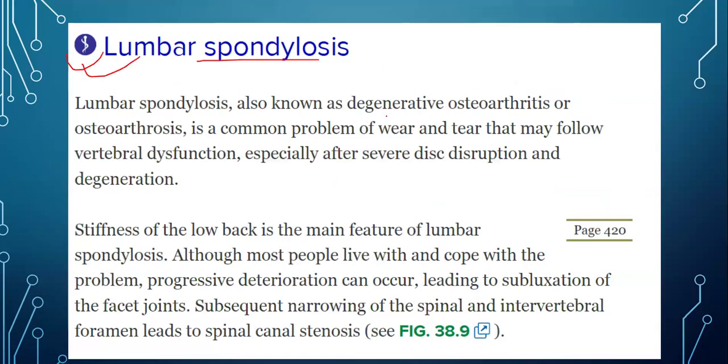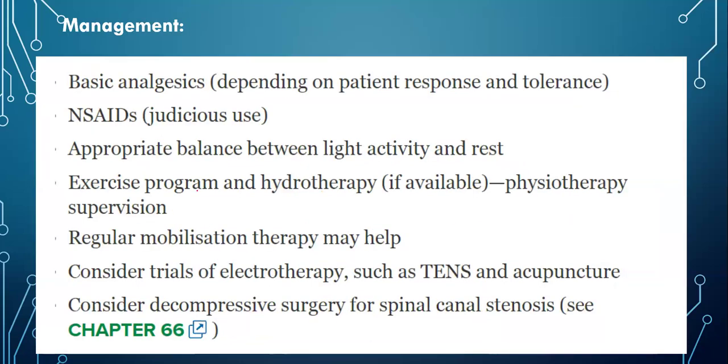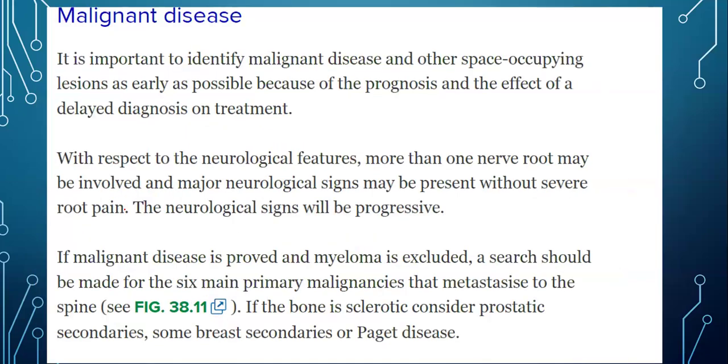Lumbar spondylosis is wear and tear or degenerative osteoarthritis of the lumbar vertebra, which is common in elderly patients. And for these kinds of things, the same treatment: analgesics, continue activity, a small period of anti-inflammatories. That's the treatment. Okay.